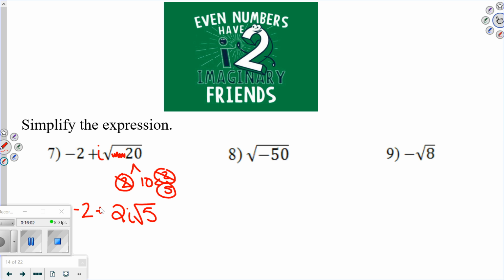Can I now put them together? No. Adding and subtracting, they have to be like terms. They would both have to have an i radical 5 attached to them in order for them to be the same. So at that point, I'm done. I cannot put those two things together.